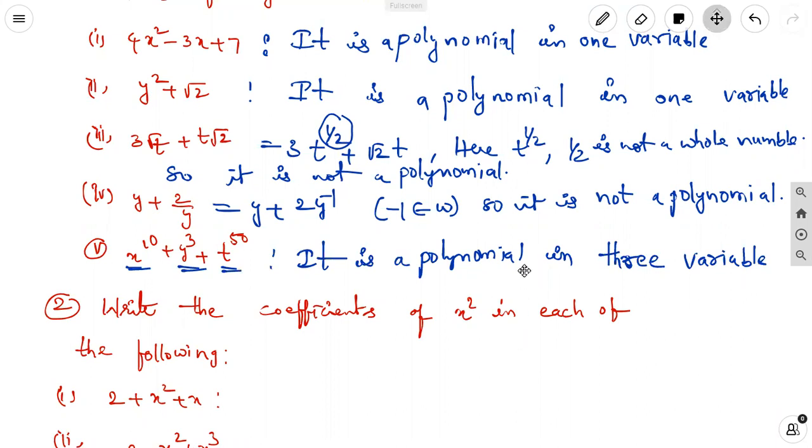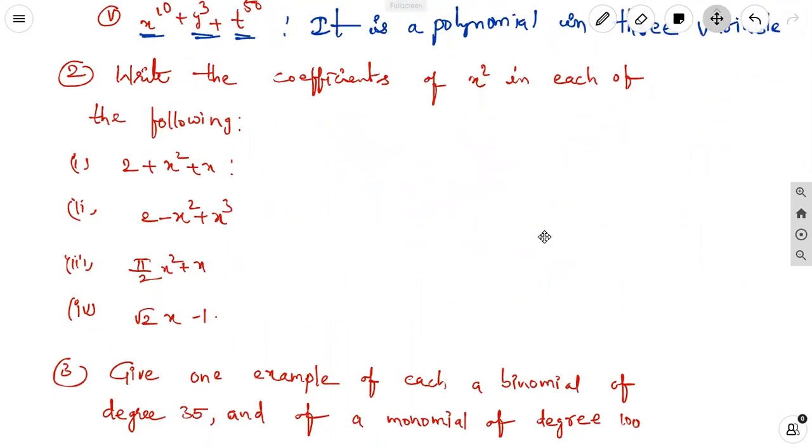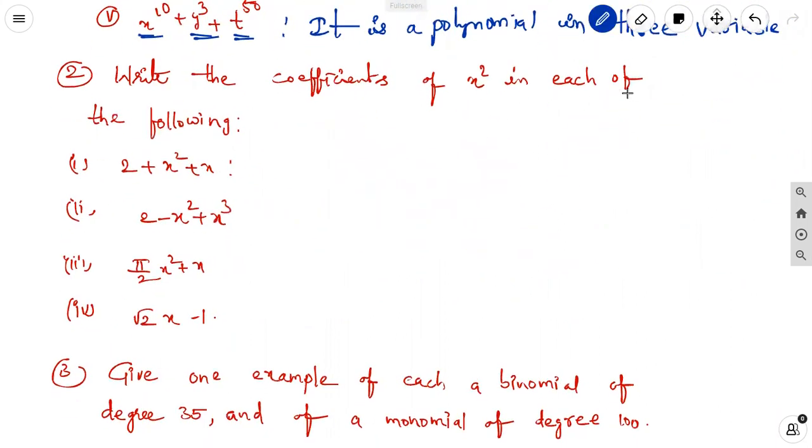Next, second problem. Write the coefficients of x square in each term. Just observe whether the x square term is present or not. First: 2 plus x square plus x. Second: 2 minus x square plus x cube. Third: 5 by 2 x square plus x. Fourth: root 2 x minus 1.